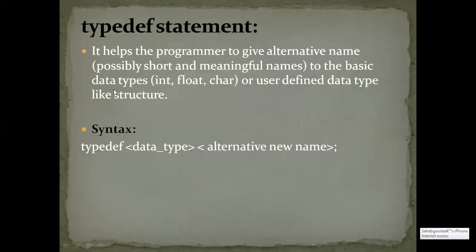Okay, next is the typedef statement. As I told you, typedef stands for type definition. It is one of the built-in statements available in the C program. It helps the programmer to give alternative names, possibly short or meaningful names, to the basic data types, that is int, float, char, or user defined data types like structure. So we have the syntax for that: typedef, data type and alternative new name.